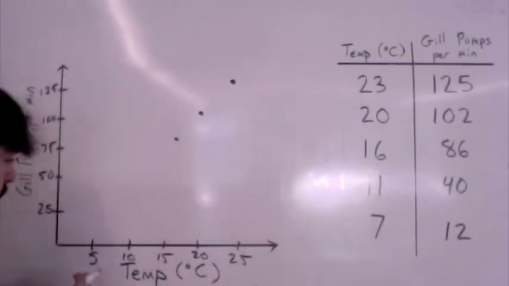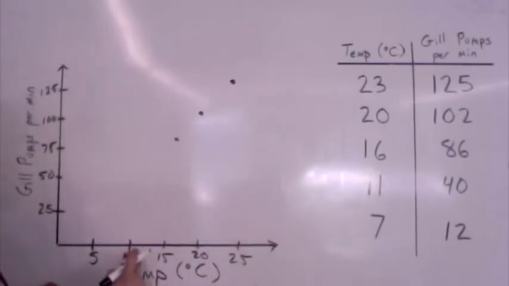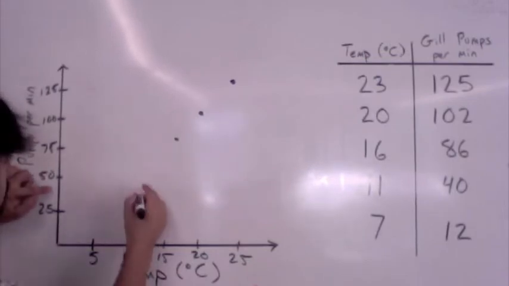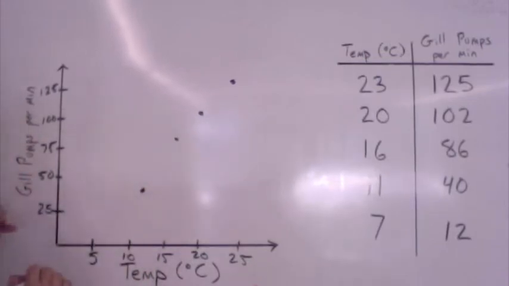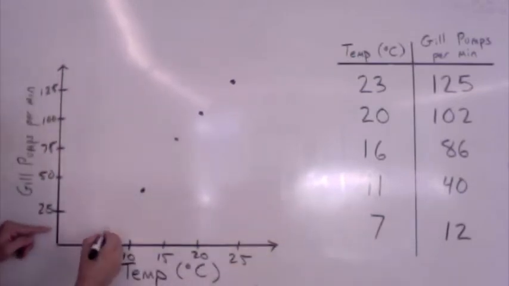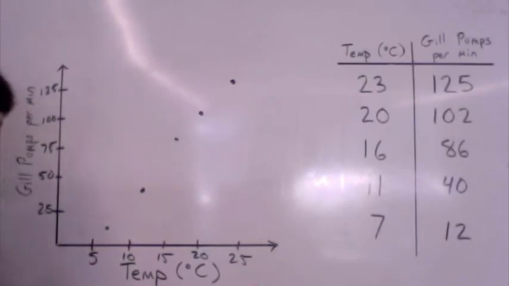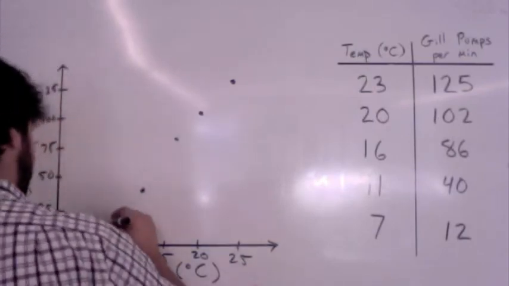When temperature is 11, 11 is right about there. I'm going to be at 40 gill pumps, which is maybe right about there. And then temperature 7, about there, gill pumps 12, maybe about there. And then I'm going to connect the dots.